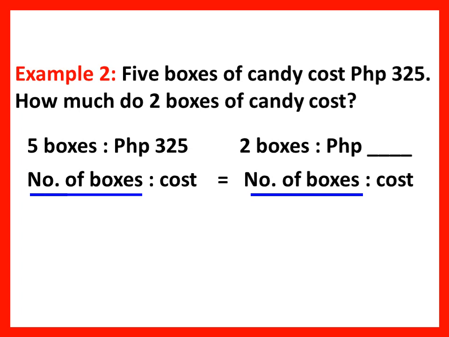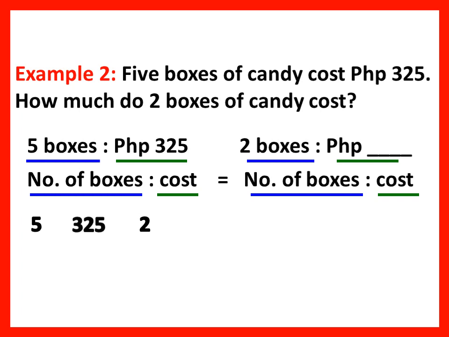So for the number of boxes, it's 5 and 2. So I'll be writing it as 5 and 2. For the cost, we have 325 and x, since we do not know what that represents, and we're going to solve for that. So next, let us write the symbols first.